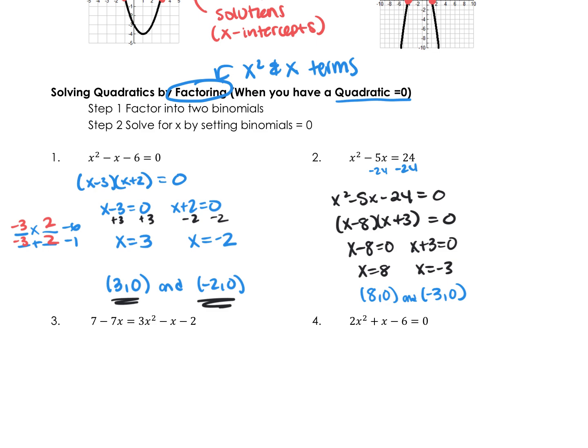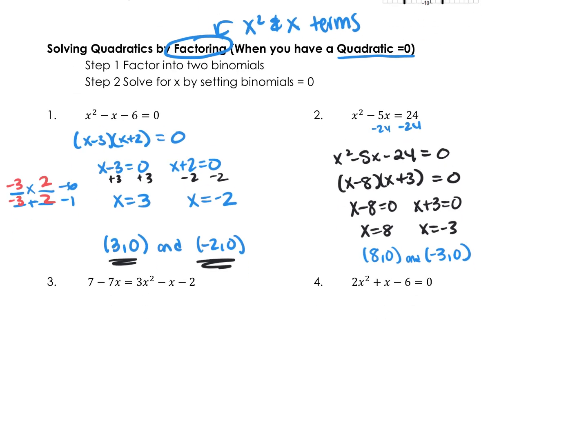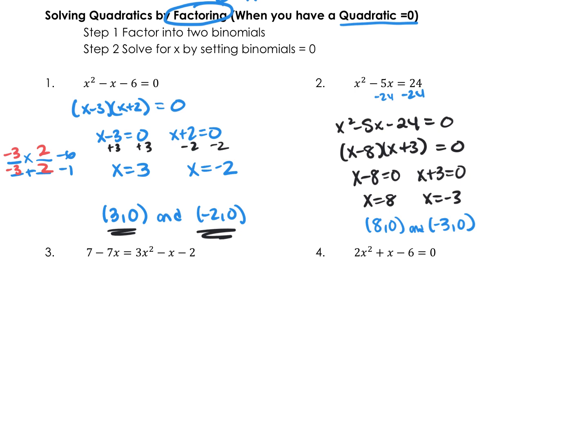Okay, these next two are a little tricky, so we're going to do these two together. Okay, so this first one here, is it equal to 0? No, so we're going to move everything over to one side. Move it to the side where the x squared is. The x squared's over here. So let's move the 7 over here, and let's move the 7x over here.